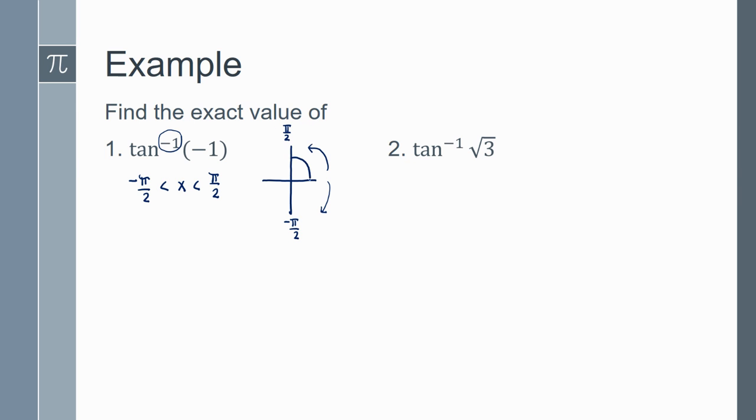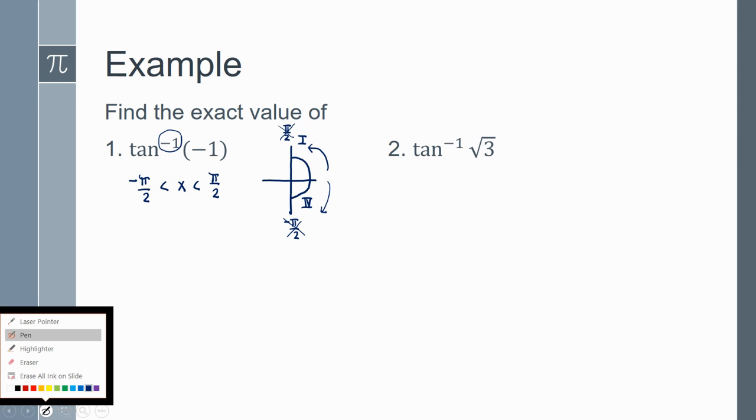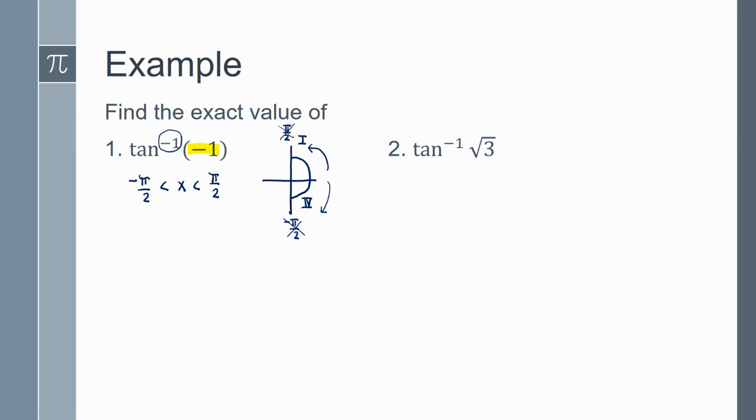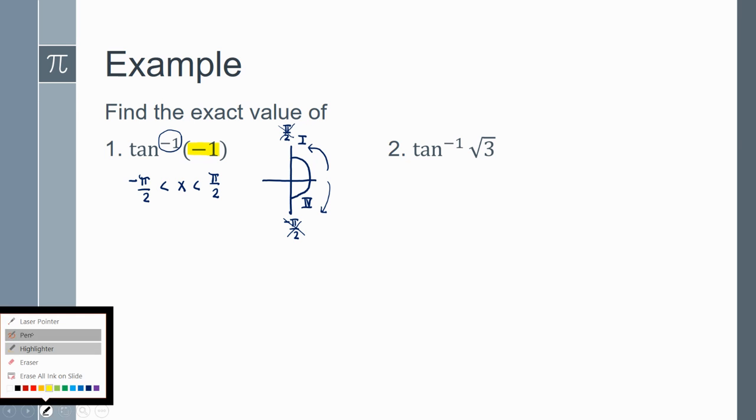So very similar to the sine, we're talking about the first and the fourth quadrant. But these two values at the top are not actually going to be counted. It's just everything in between that. But with sine, those two values are included. All right, so we're thinking about our ratio. Notice that our ratio is negative.